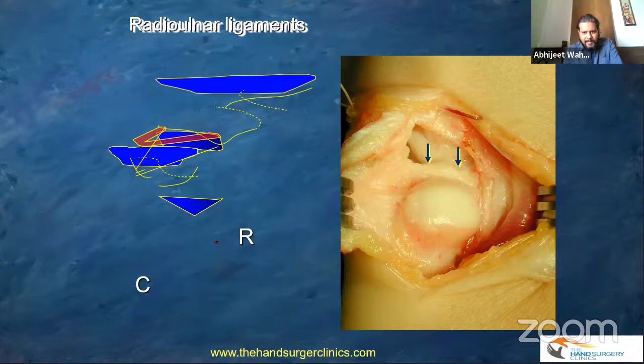So here is another schematic diagram with the capsule opened out to show you the TFCC. This is the head of the ulna, and this is the triquetrum here.